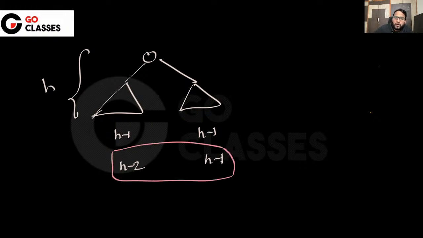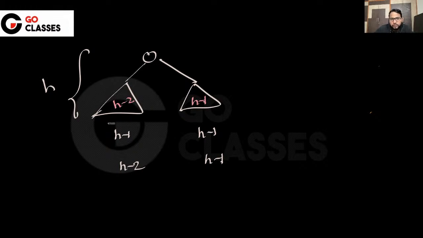Which means one of the subtrees should have the height h minus 2, and one of them should have height h minus 1. So this combination is looking good, which is fine. Now let's just see how to do the counting, which means how to count the minimum number of nodes in an AVL tree of height h.